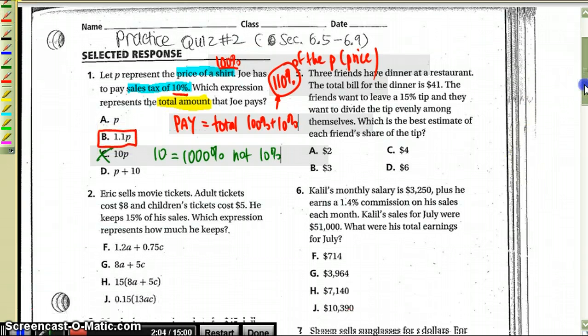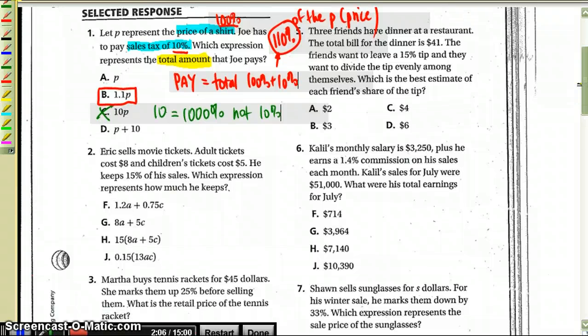Number 2, Eric is selling movie tickets. He gets to sell adult tickets for $8, children tickets for $5. He is planning to keep 15% of whatever he sells. He keeps that. So we want an expression that represents how much he keeps. Does he keep $8 for the adult tickets? Does he keep the $5 for the children tickets? No.